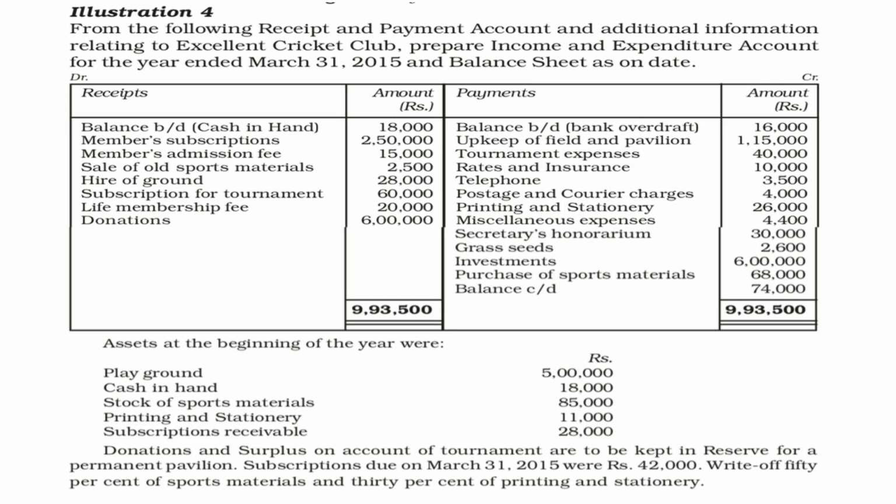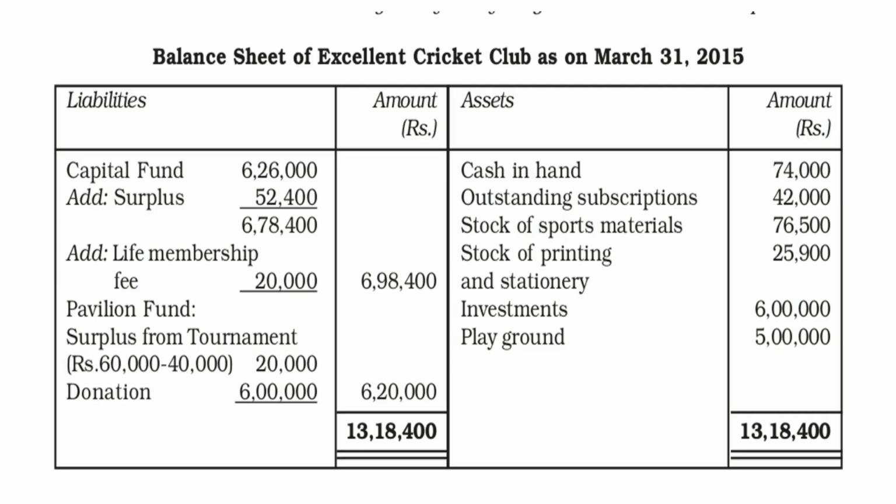In the adjustments, a subscription due on March 31st, 2015 where rupees 42,000 is given. That is an amount receivable during the current year. An amount receivable is an asset and taken on the asset side of the balance sheet. Subscriptions due or receivable or outstanding subscriptions rupees 42,000.